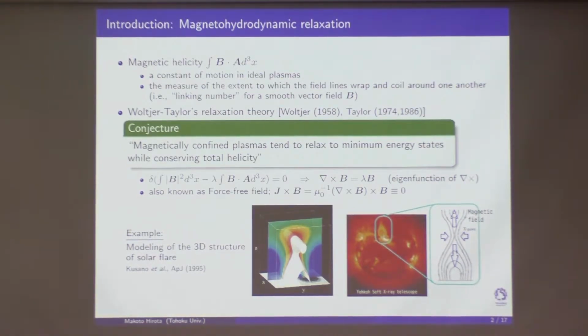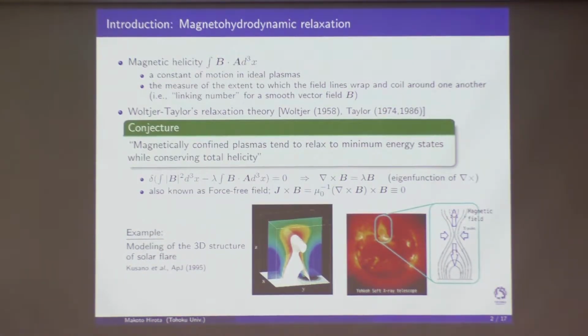This means that the relaxed state is basically an eigenfunction of this curl operator, where lambda is the eigenvalue. This is also known as a force-free field because curl B is the current J, so J cross B equals 0 because of this property. This means that the Lorentz force is 0 everywhere. That's why this is called force-free. And this is very important in various phenomena.